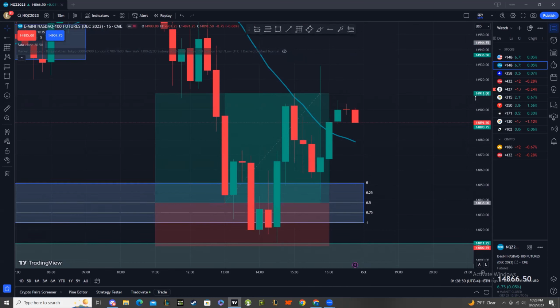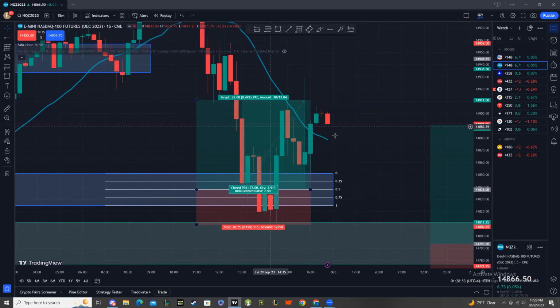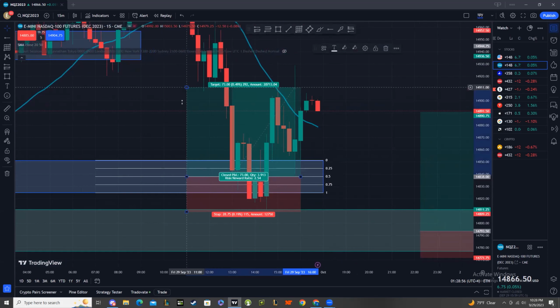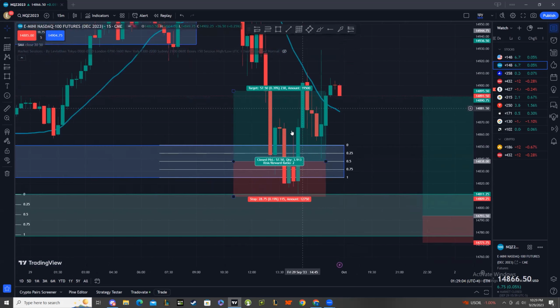So I got out earlier than I should have, but I didn't want to stay in the trade for so long. Another thing is the ratio, 2-to-1 ratio. I got out before that, but I think this was a really solid trade, and I'm happy I did take this trade.